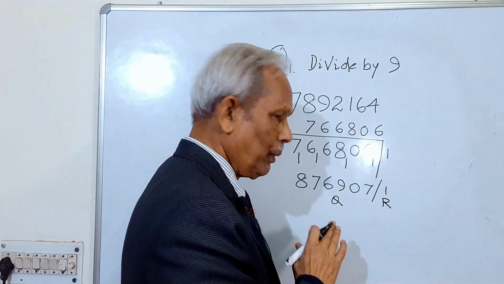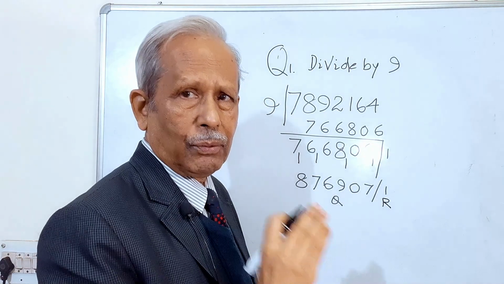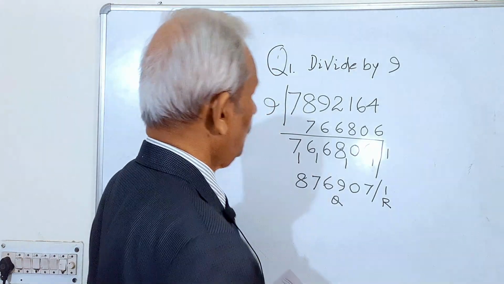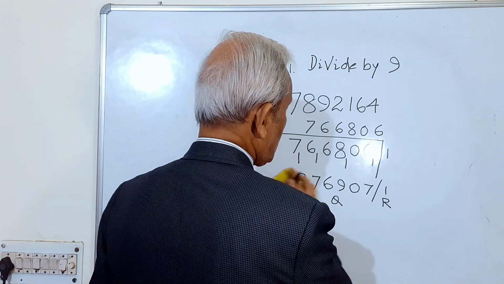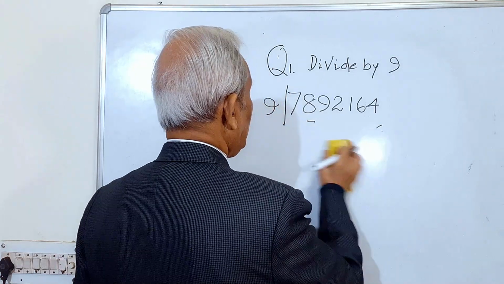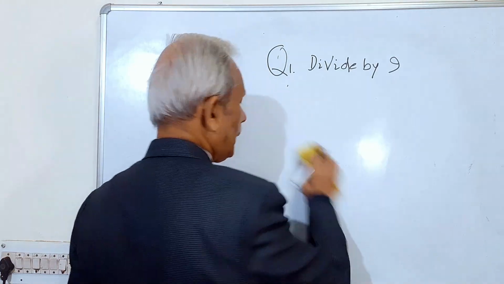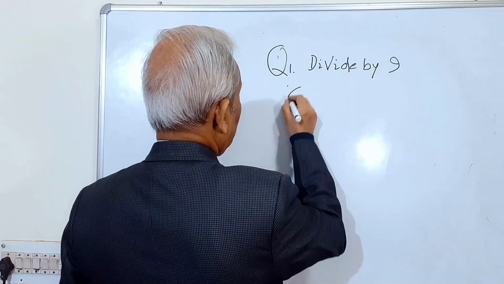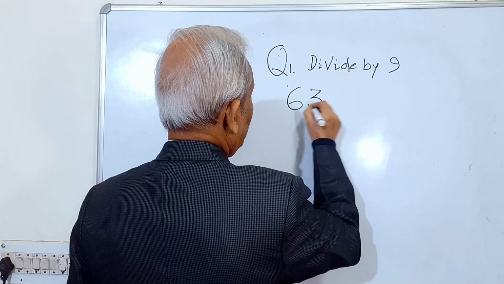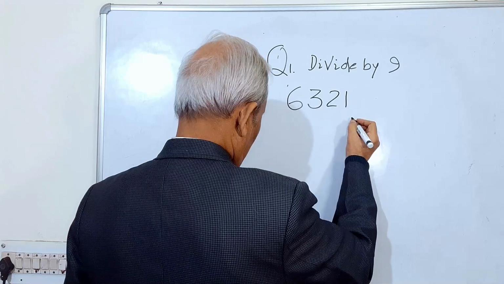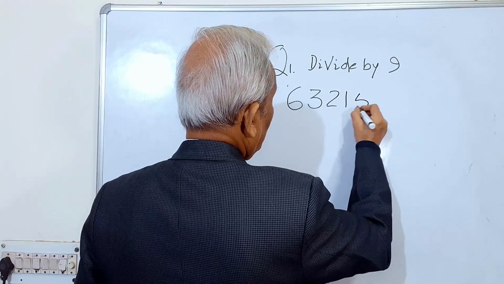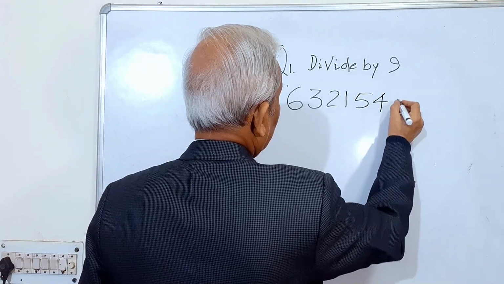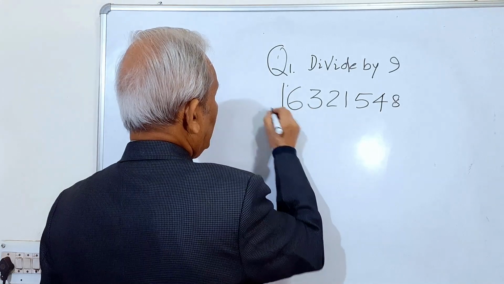Okay, it's simple. You just have to follow the process and you can do it in one straight line, the division of any number by 9. So here is the last question for you. 6, 3, 2, 1, 5, 4, 8 divided by 9.